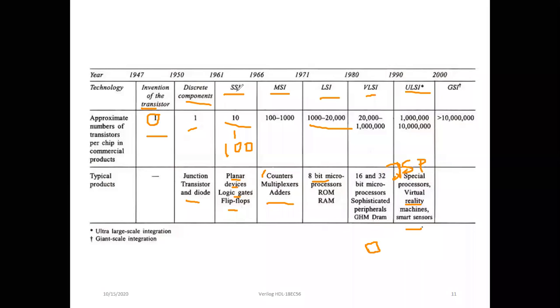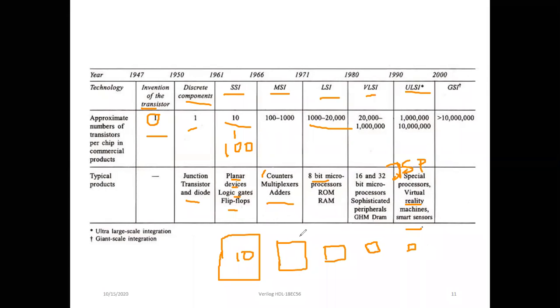Earlier, in SSI, the IC size was this. Then in MSI, the IC size became like this. Then LSI, the IC size became like this. Then VLSI became like this, and then ULSI will become like this. You can see the size is reduced, but the number of transistors is increased. So what happened? The size of the transistors keeps on reducing.